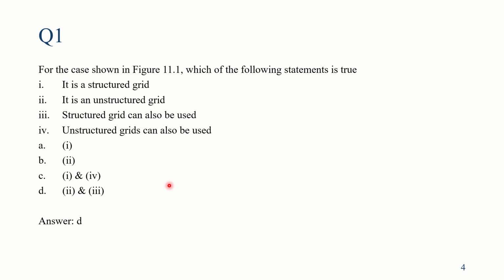And option D is 2 and 3. In option C, it is mentioning that it is a structured grid, but unstructured grids can also be used. In option D, it is mentioning that it is an unstructured grid, but structured grids can also be used. So we all know that the figure showing is an unstructured grid, but we can also use structured grids. So the right answer to this particular problem is option D.